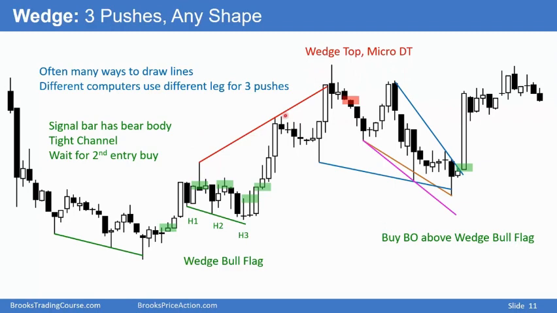Wedge top, 1, 2, 3, with a bear II, an inside bar with a bear bar. Traders will take that short. Micro double top, up here and then down on that bar, and then up and then down on that bull bar.